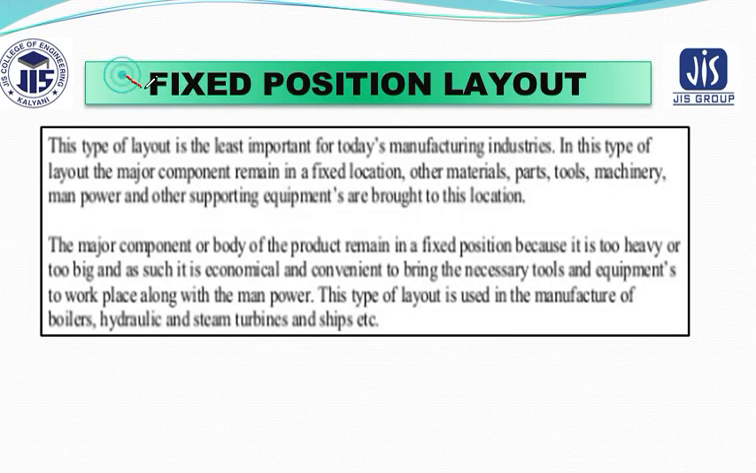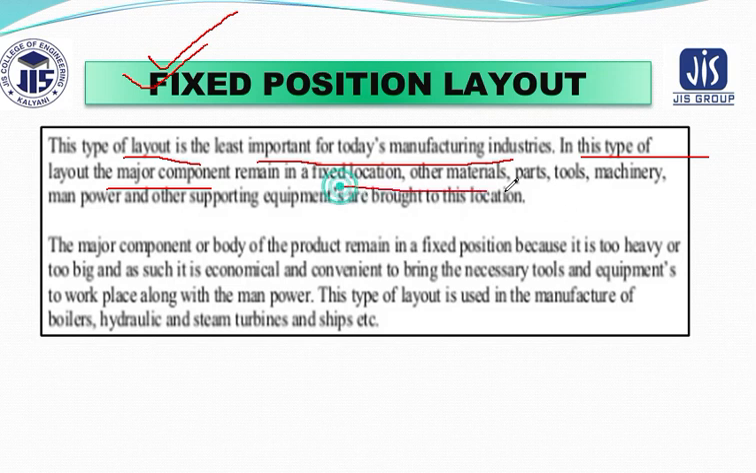Next, we are going to discuss the fixed position layout. Well, this is a type of layout which is least important for today's manufacturing industry, because in this type of layout the major component remains in a fixed location, and other materials, parts, tools, machinery, manpower and other supporting equipment are brought to this location. That means the component remains in the fixed position, but materials like parts, tools, machinery, manpower and other support equipment all are brought to this location.